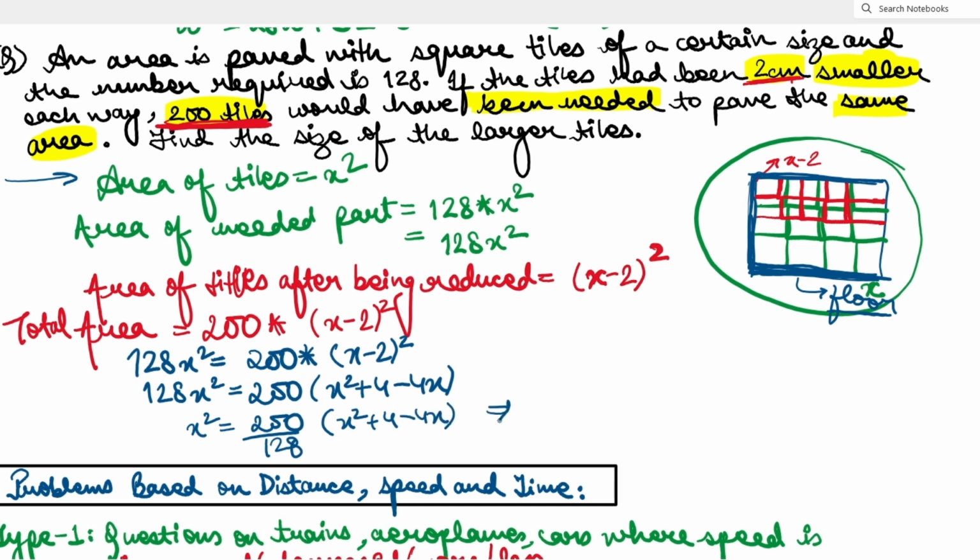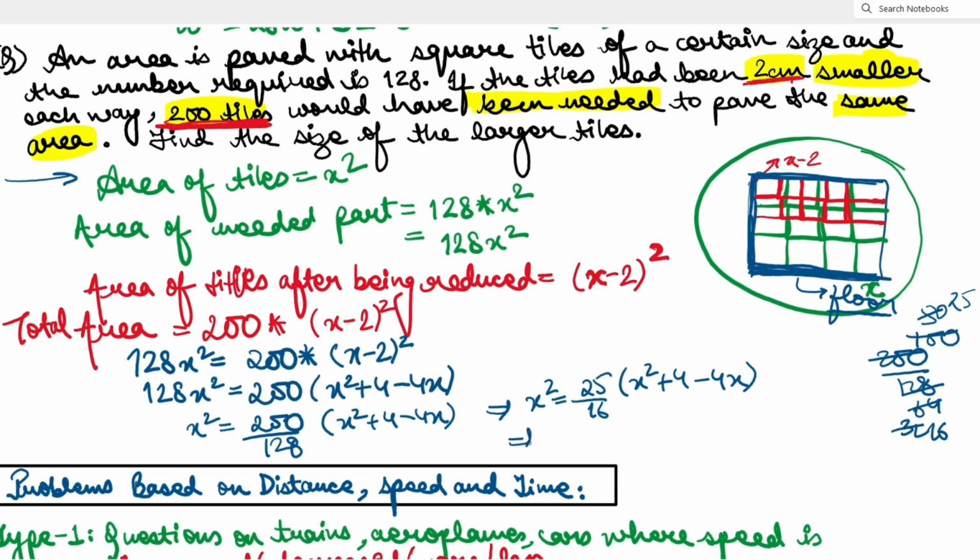So you get it as, so again cancel it, 200 and 128. So you get it as 100 and then 64, then you get it as 50 and then 32, then 16 and 20. Okay, so now you're left with x square is equal to 25 by 16 x square plus 4 minus 4x.